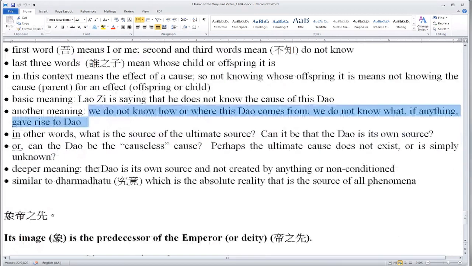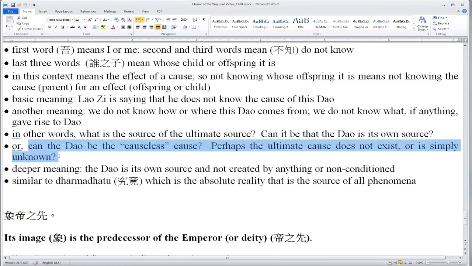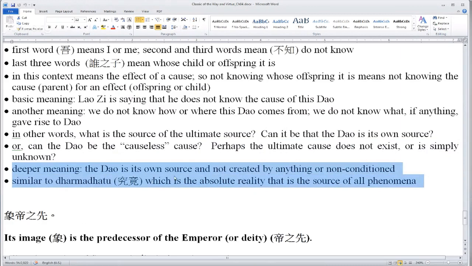Another way of asking is, what is the source of this ultimate source? Because remember, we say Tao is the source of everything, and it's always there. So can it be that the Tao is its own source? That's interesting. Can the Tao be the causeless cause? Perhaps the ultimate cause does not exist, or is simply unknown. So the deeper meaning is that it's its own source and not created by anything. It's non-conditioned, whereas everything else is conditioned.